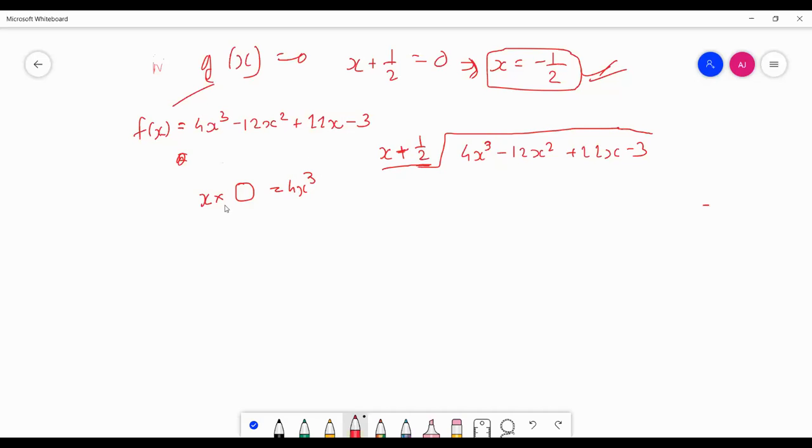What should I multiply with x? See, it is 1x. I want 4x cube. So what should I multiply? 4x square. Perfect. I will multiply 4x square. Okay. So I will take in quotient 4x square. So now just multiply. x into 4x square will be 4x cube.